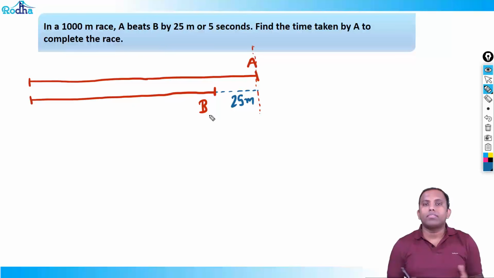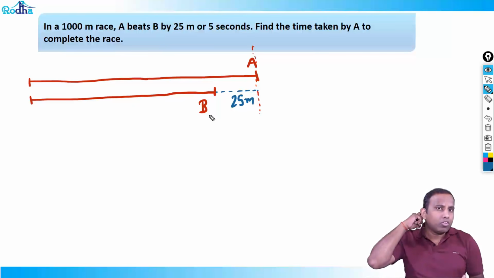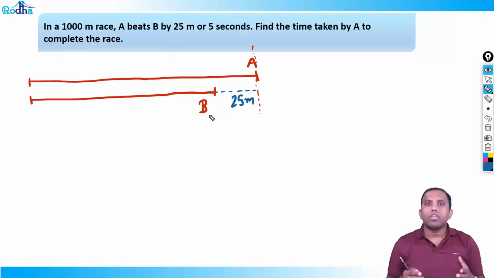In a normal race, suppose you can beat your friend by 25 meters in a 1,000-meter race. That means you both started at the same time, and in the time in which you completed 1,000 meters, the other guy could only complete 975 meters. So he's beaten by 25 meters. This is the first meaning.